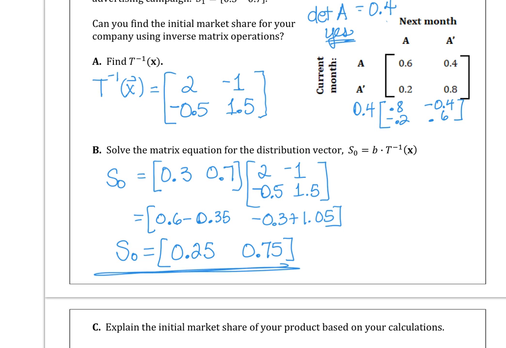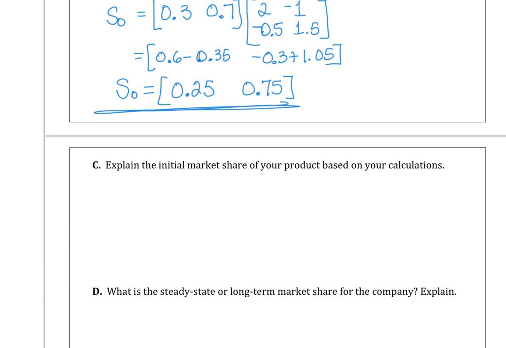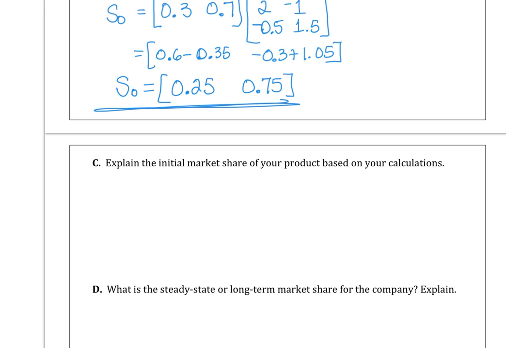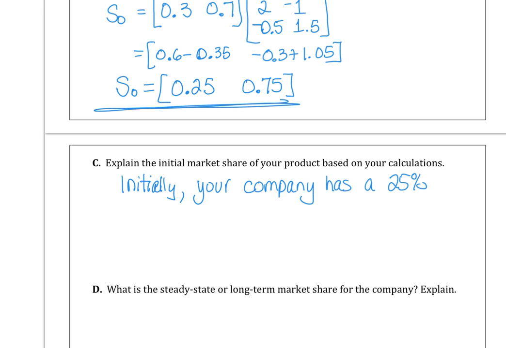In part C, can you explain what the initial market share of your product is based on your calculations? So what happened initially? Your company has a 25% market share. What are we creating here? For our widget.